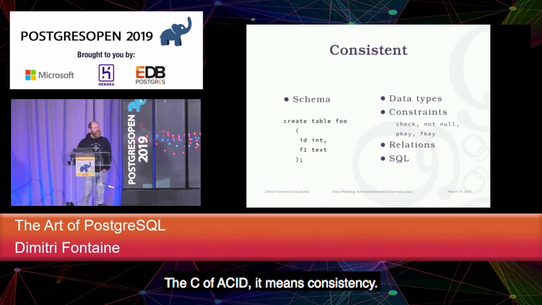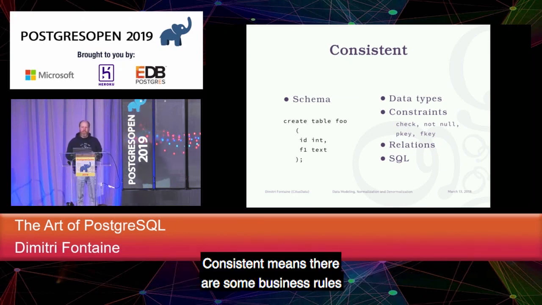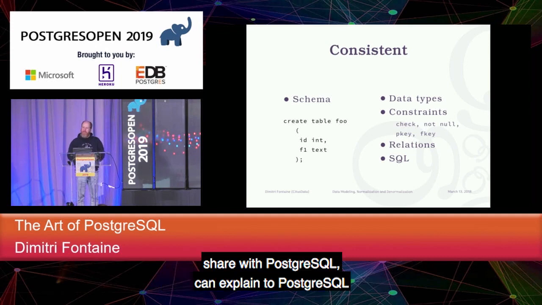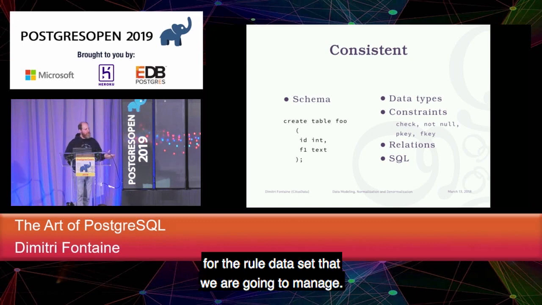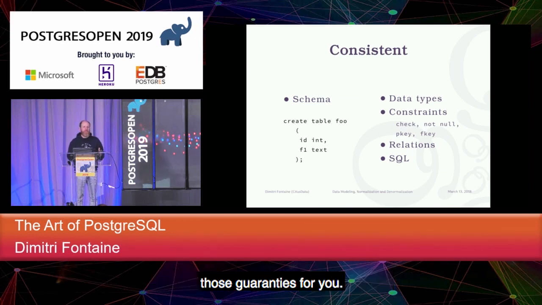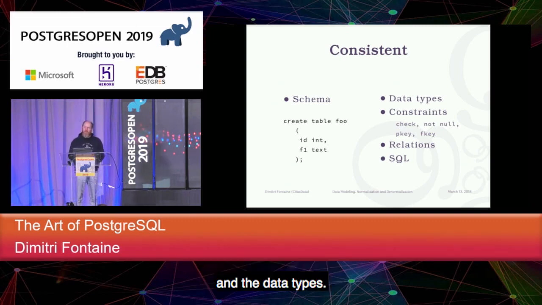The C of ACID, it means consistency. Consistent means there are some business rules that you know about and that you can share with PostgreSQL. You can explain to PostgreSQL, here is what's important for me to keep in mind for the whole data set that we are going to manage. And you can have PostgreSQL implement those guarantees for you. So the first step for the consistency is the schema and the data types.